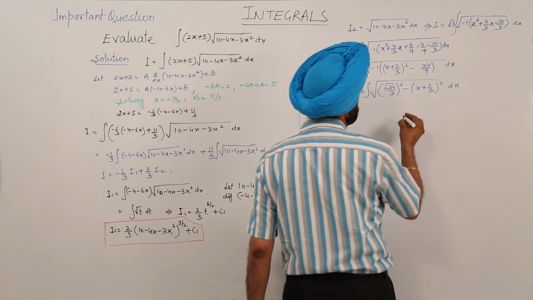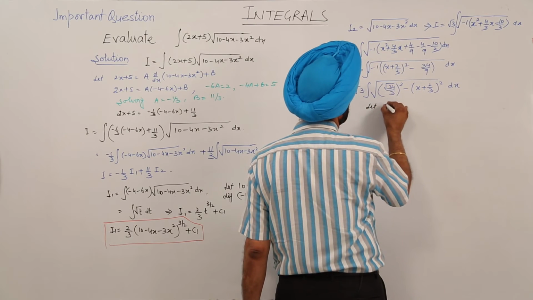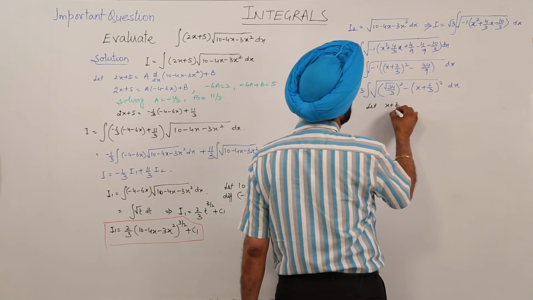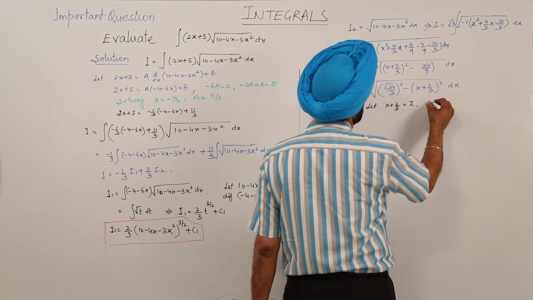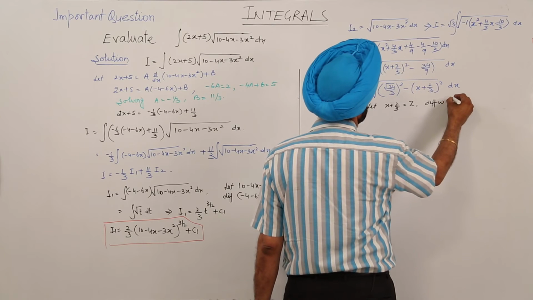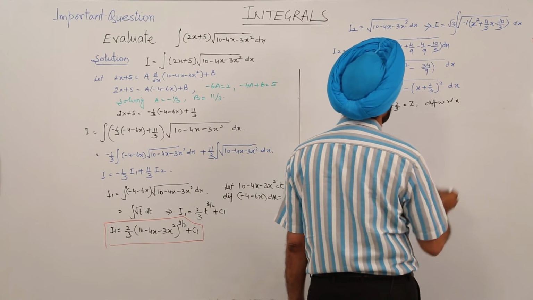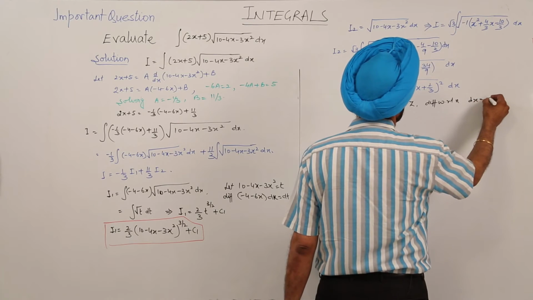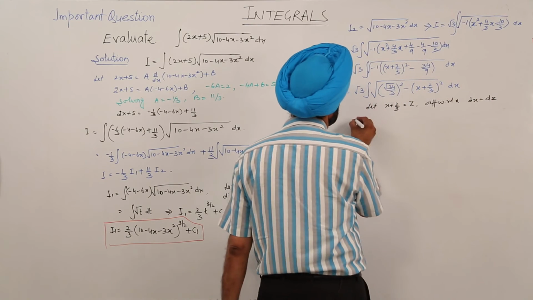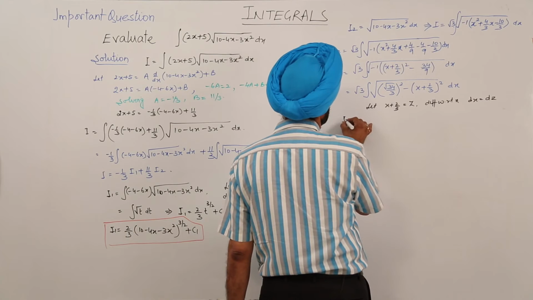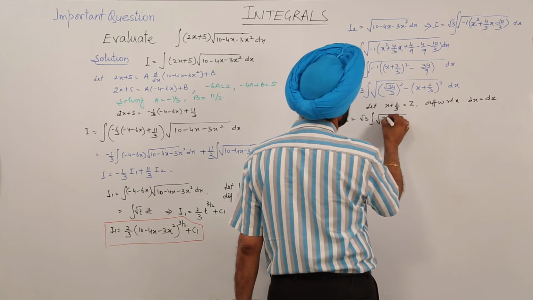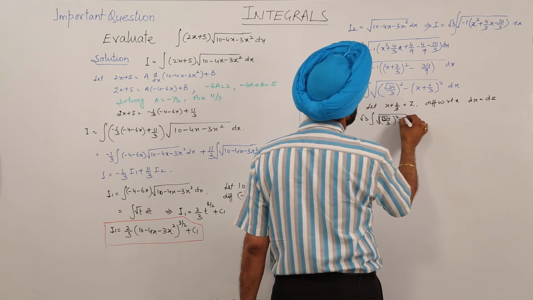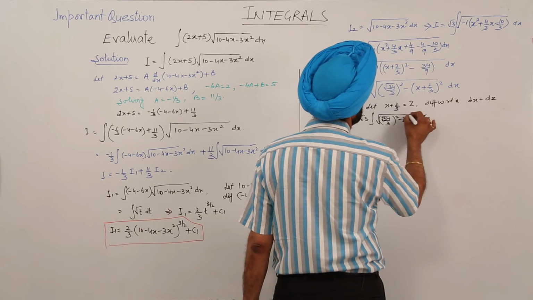Now let x + 2/3 be equal to z. Differentiating with respect to x, dx is equal to dz. I2 is equal to root 3 times the integral of 1 over the square root of (√34/3)² - z² dz.